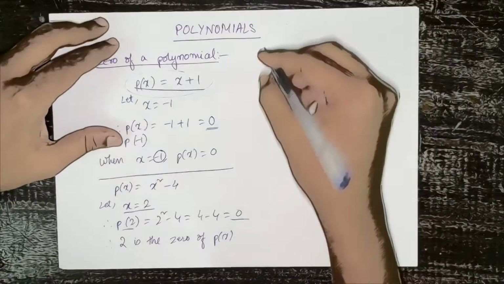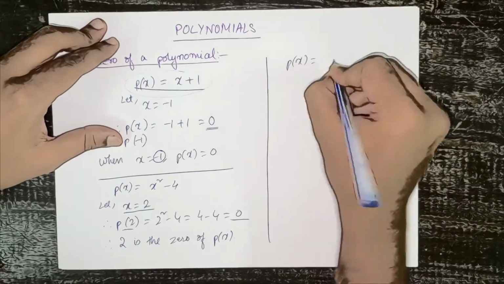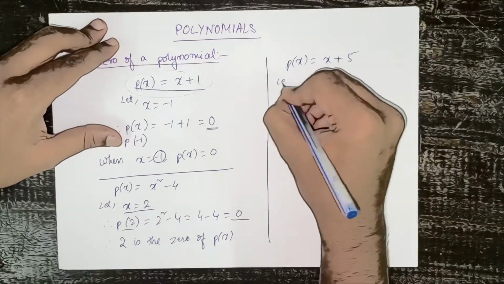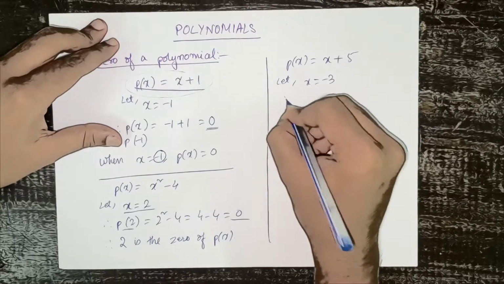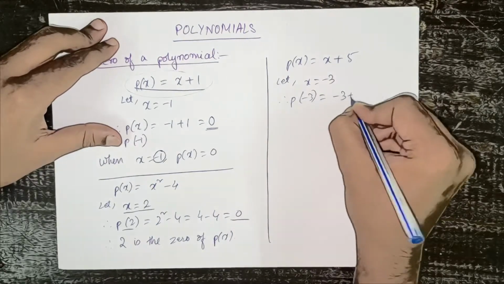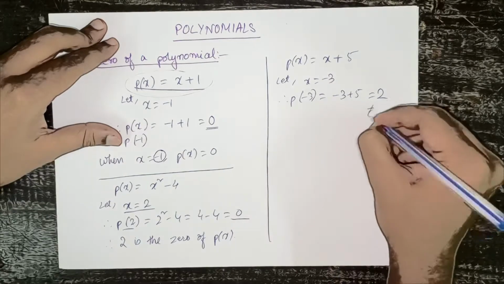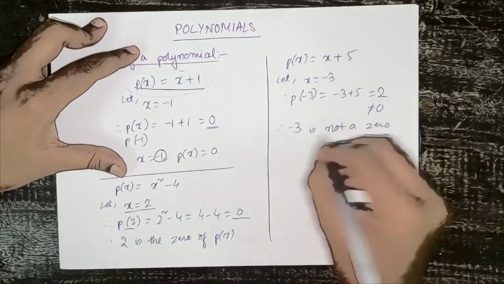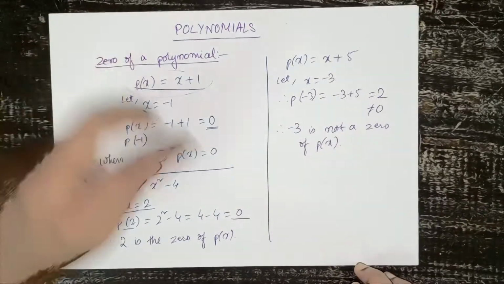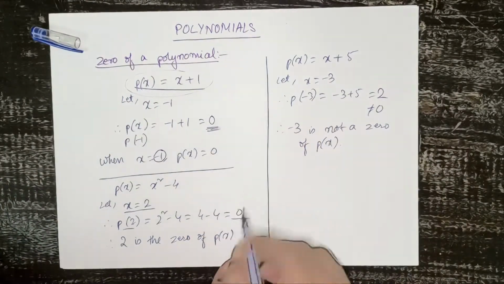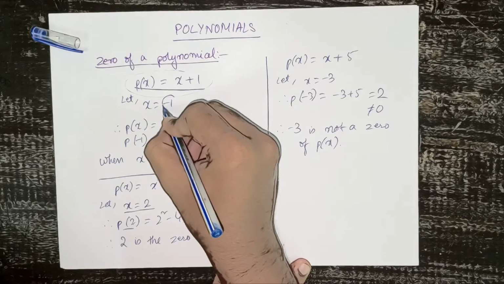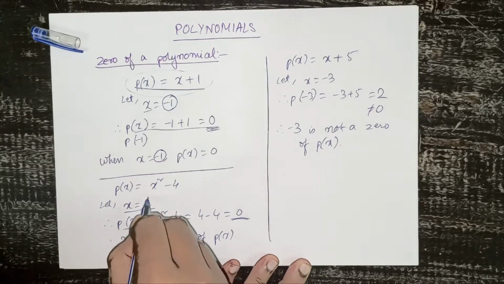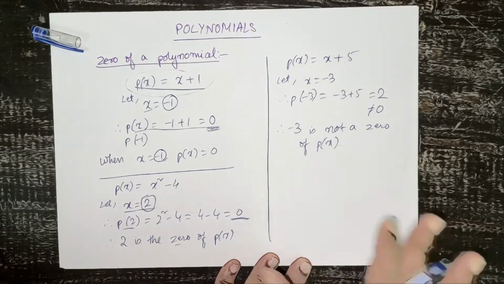Understood? Let us take one more example. Suppose p of x is equal to x plus 5. Now if I take x equal to minus 3, then what will happen to p of minus 3? It will become minus 3 plus 5, which is equal to 2. That is not equal to 0. So therefore minus 3 is not a zero of p of x. Got it? So only if we get the answer to be 0, as in the first two cases, then that particular value of x for which we get 0 is called the zero of the polynomial. I hope that is clear.